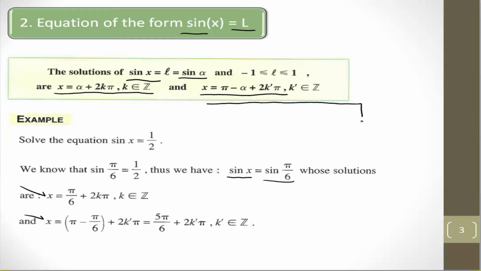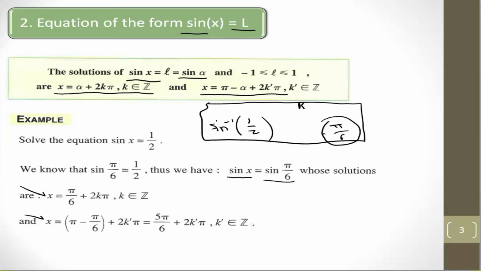Another way, or the second way, is on the calculator screen. Also it must be in radians, capital R here. Press shift sine of half, so it gives you sine inverse of half, and press equal, so the calculator should give you pi over 6. Pi over 6 is the alpha that we want. So we write the first solution, x equals alpha plus 2k pi, and the second solution is pi minus alpha plus 2k prime pi, and we simplify, so we get 5 pi over 6.